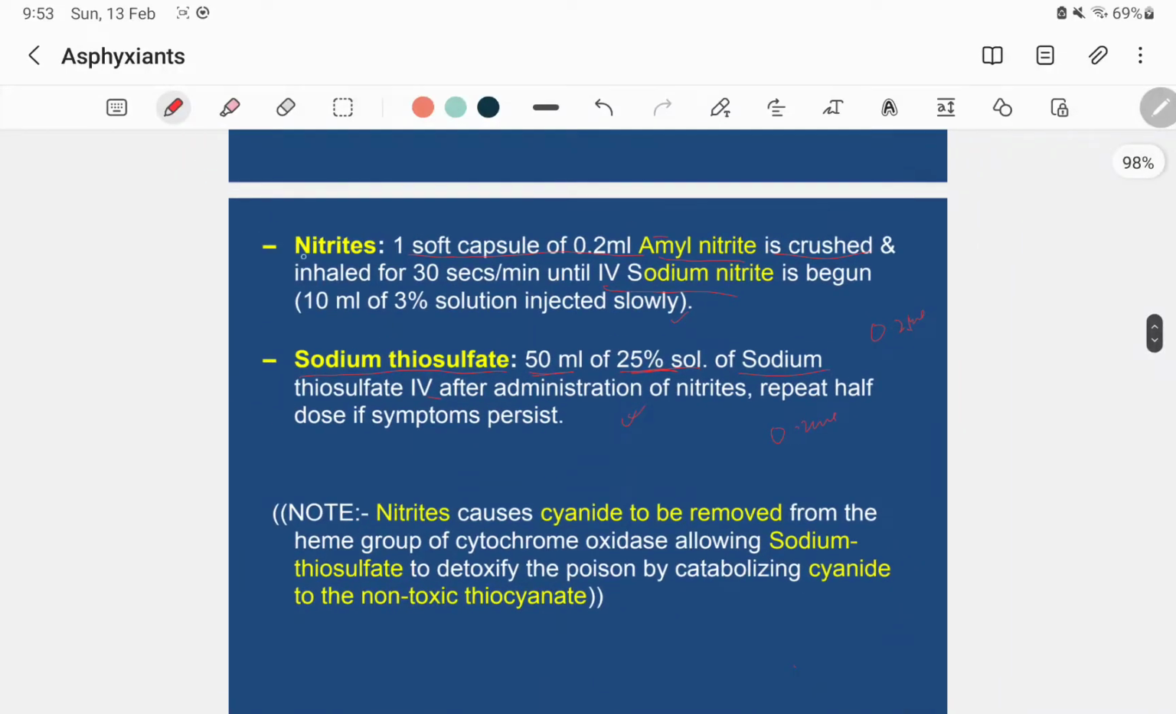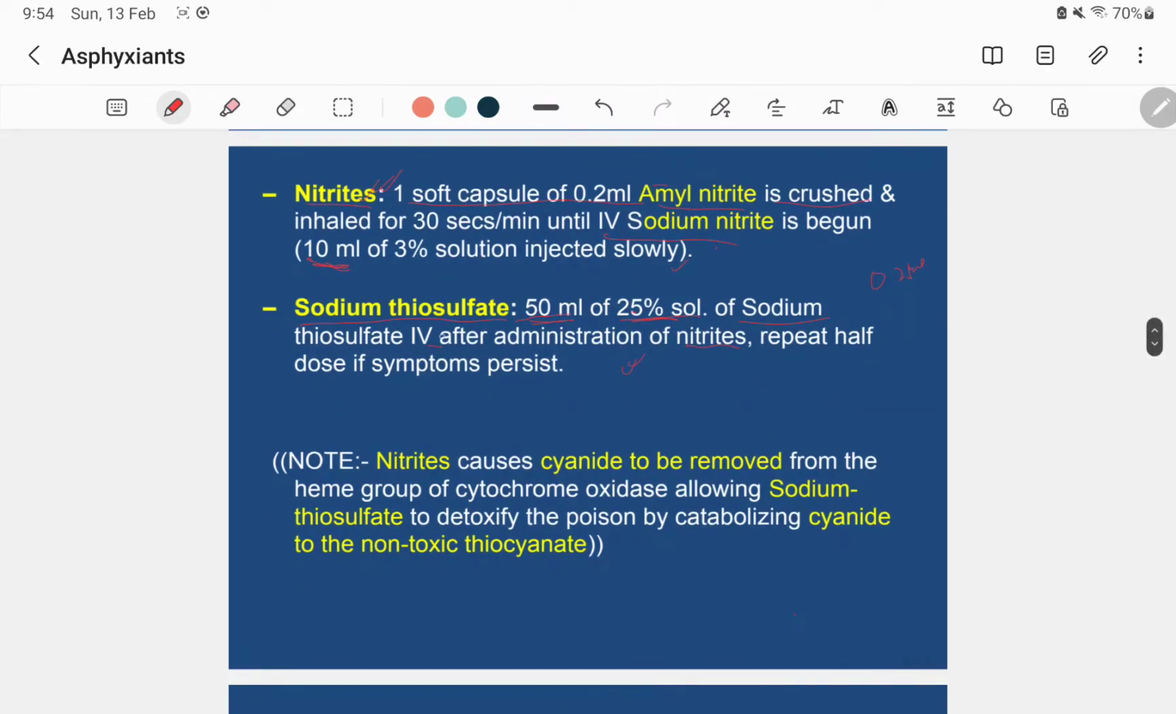So what we do is nitrite and sodium thiosulfate. For nitrite, 0.2 ml of amyl nitrite is crushed and then inhaled for 30 seconds to a minute. First amyl nitrite is done, and now sodium nitrite is given IV, that is 10 ml of a 3 percent solution. And then sodium thiosulfate: 50 ml of a 25 percent solution IV, after administration of nitrite. Nitrite should be administered first, and only then the 50 ml of 25 percent solution.